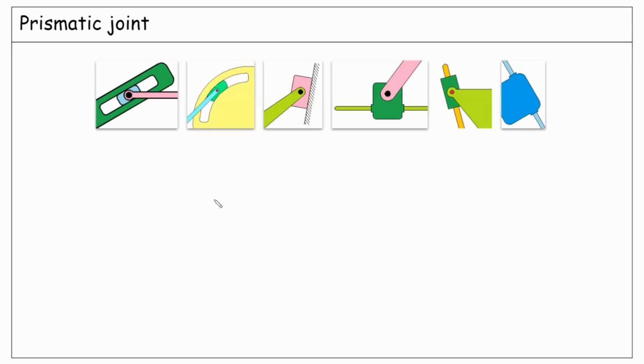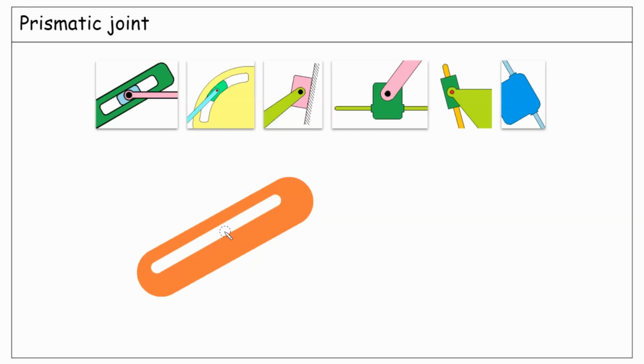Let's introduce a prismatic joint. Imagine we have a rigid body which has a slot on it. And another rigid body should slide along this slot. This situation represents a prismatic joint between the two bodies. The blue slider can only move along the slot. The other 2 degrees of freedom have been taken, meaning that the slider cannot move in the direction perpendicular to the slot. Also, it is not allowed to rotate with respect to the slot.